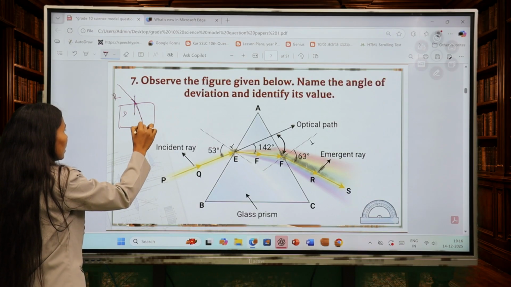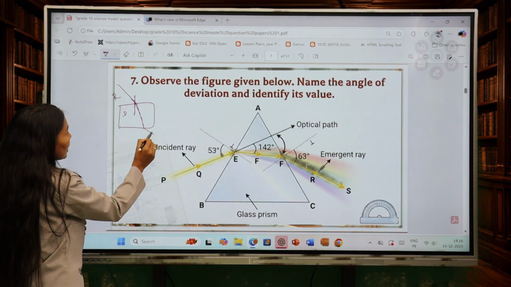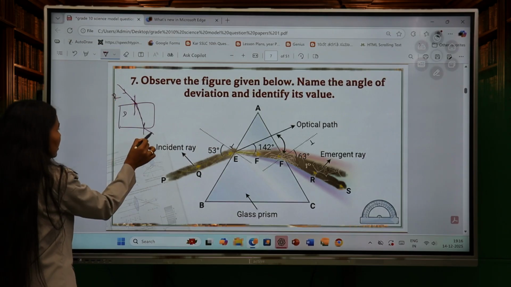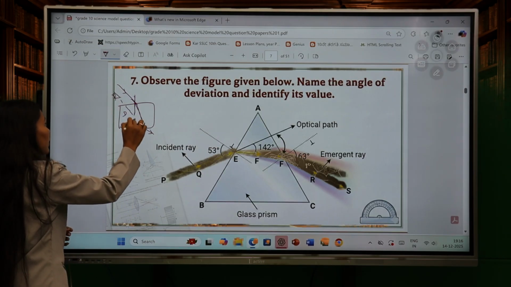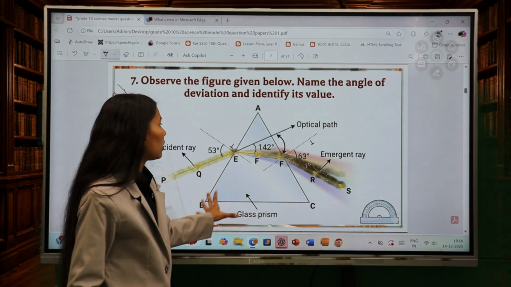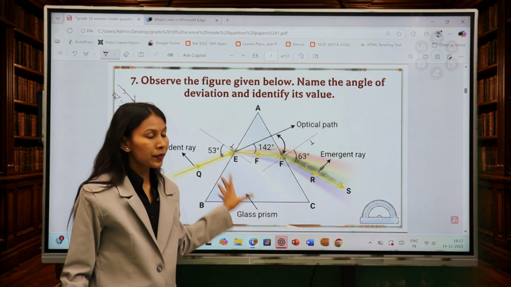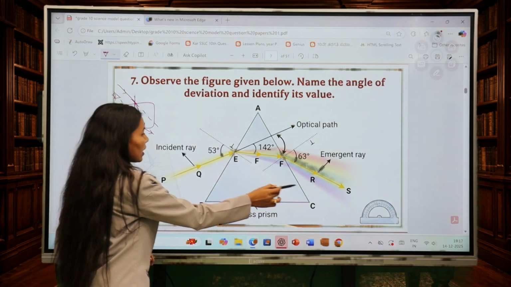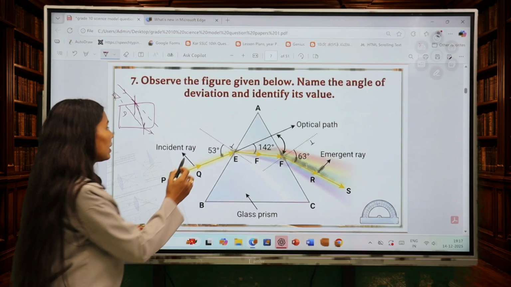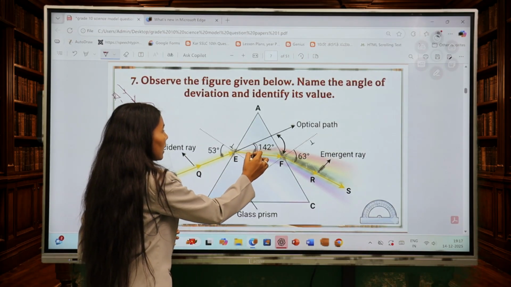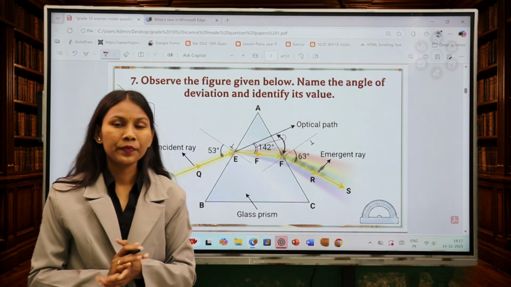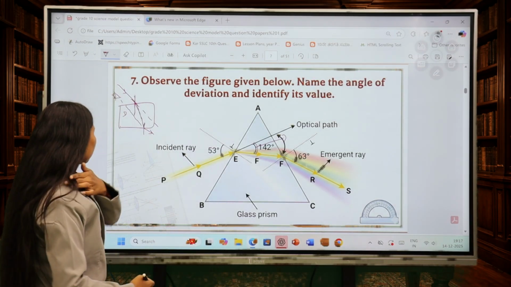Okay. So once it exits from a denser medium to a rarer medium, it bends away from the normal. Here, the incident and emergent rays are both parallel to each other. But when it comes to this prism, due to its peculiar shape, what happens? Here the incident ray and emergent ray will not be parallel. Once they meet at a point, they create the angle of deviation. So this is the angle of deviation. Understood? So let's go to the next.